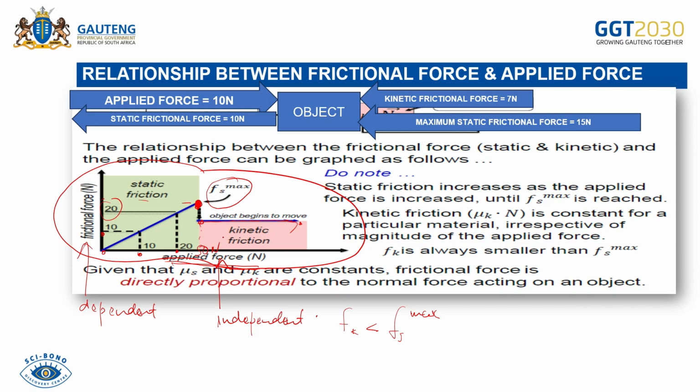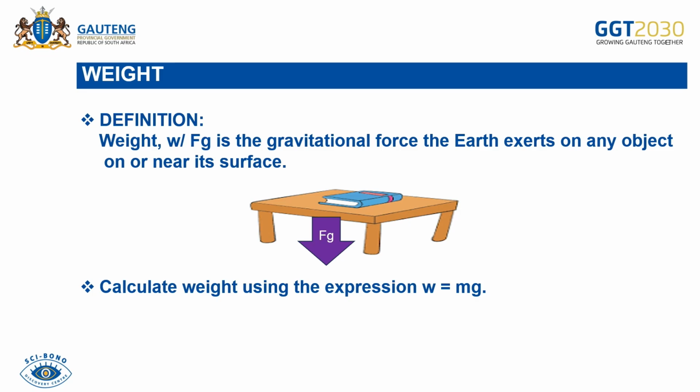Then at a point where the object will start to move, we have what we call the maximum static friction, which is the frictional force just before an object will start to move. Then after the object has moved, or it's in motion, we talk of kinetic frictional force. And the kinetic frictional force is always less than the maximum static friction. So I hope, learners, this is making sense.